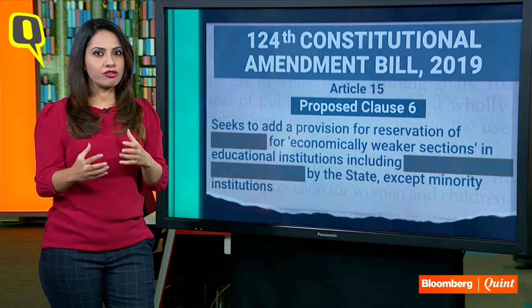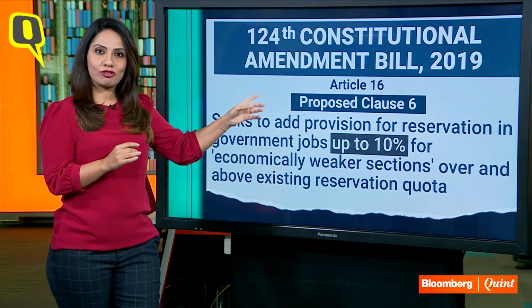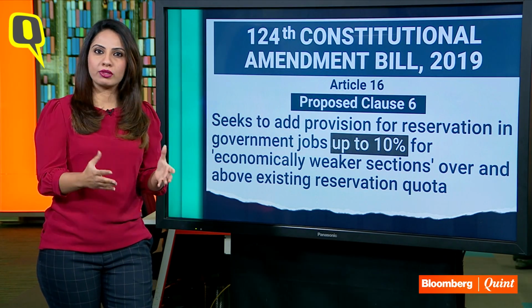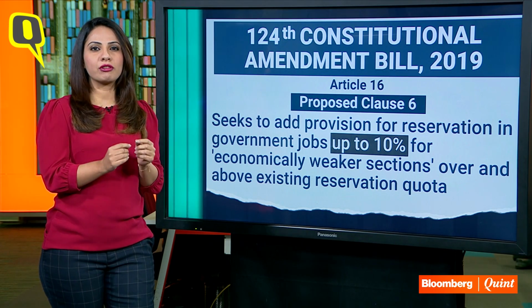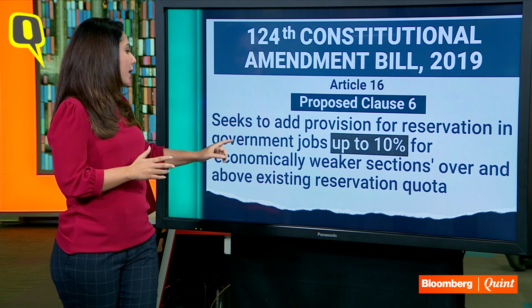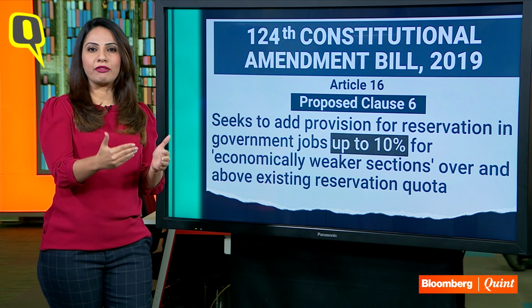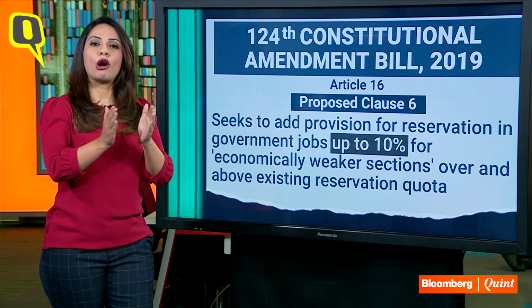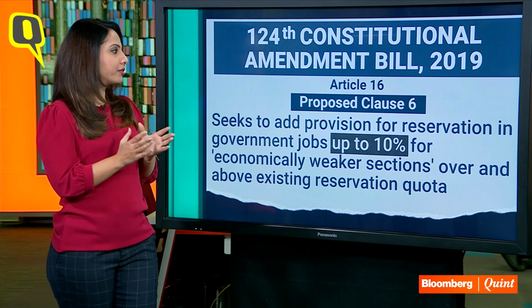The next key addition is Clause 6 to Article 16, which deals with reservation in government jobs. Here, the new Clause 6 seeks to add provision for reservation of government jobs up to 10%, again for economically weaker sections. This, of course, is over and above the existing reservation quota of 50%. And here is the most important part of the bill.